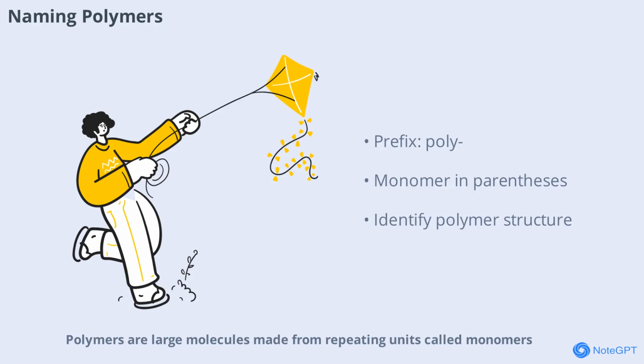Polymers are large molecules made from repeating units called monomers. In IUPAC nomenclature, the prefix poly is used, followed by the name of the monomer in parentheses. For example, polyethylene is the polymer made from ethylene monomers. This naming system helps chemists identify the building blocks of polymers and their structures.